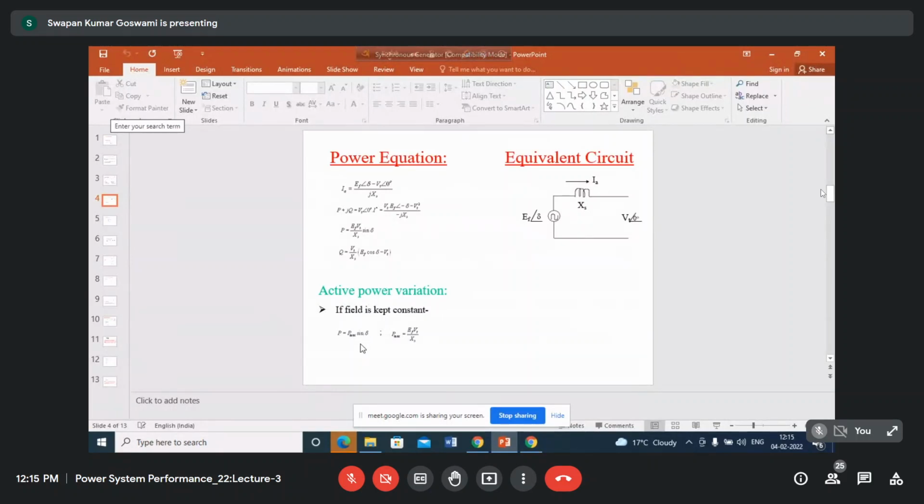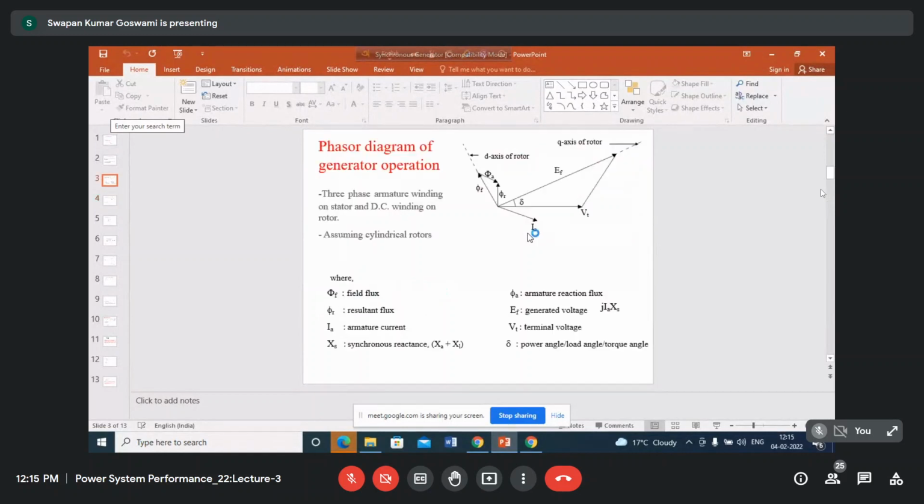Okay. Now, therefore, if you want to change the value of delta, that means if you want to change the value of P, then delta has to be varied. How may delta be varied? You see, this is the leading direction delta. So if you can increase the value of delta, then P will be increased. How to increase the value of delta? This Vt is rotating at synchronous speed. EF also is rotating at synchronous speed.